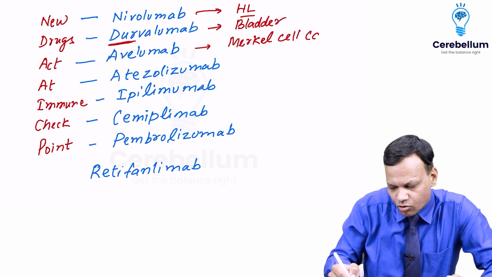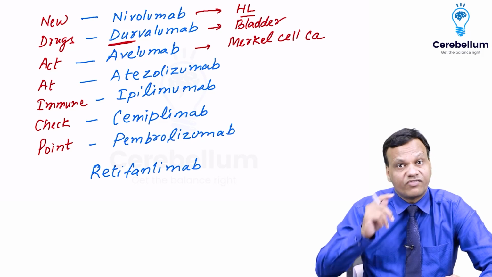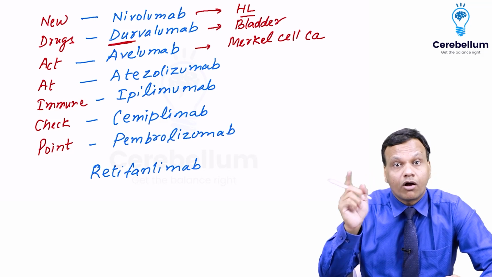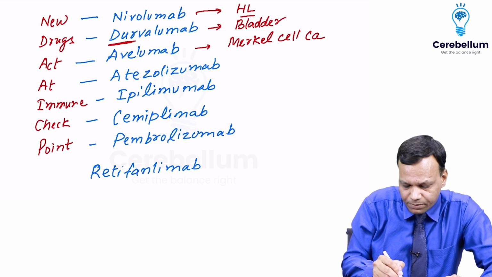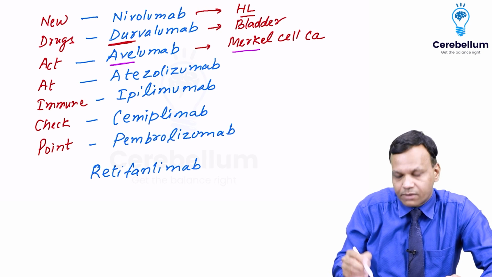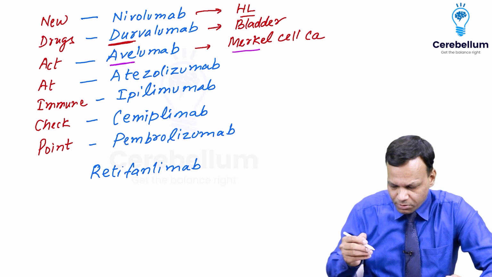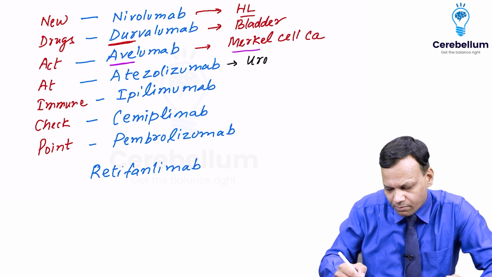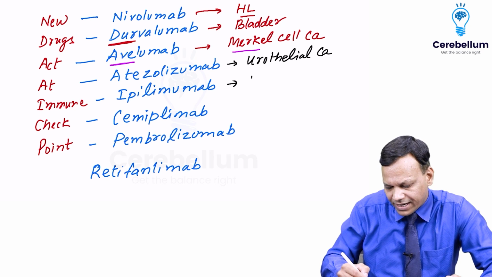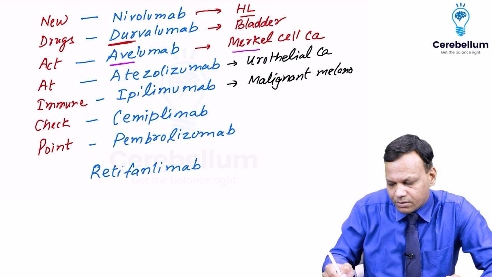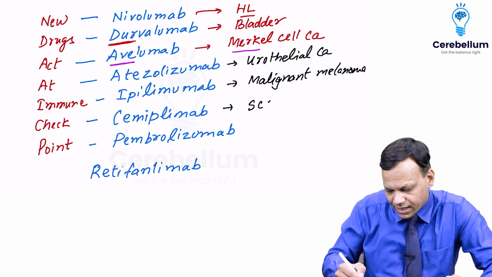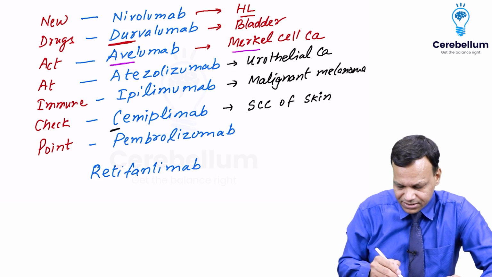Merkel cell carcinoma. So if you remember, there was a South African cricket player called LB Morkel. So you can say LB, Avelumab looks like LB, Morkel looks like Merkel. So Avelumab for Merkel cell carcinoma. Then atezolizumab is used again for urothelial carcinoma, bladder cancer. Ipilimumab is used for malignant melanoma. Cemiplimab is for squamous cell carcinoma of skin. So you can remember C for cutaneous cancer, skin cancer.